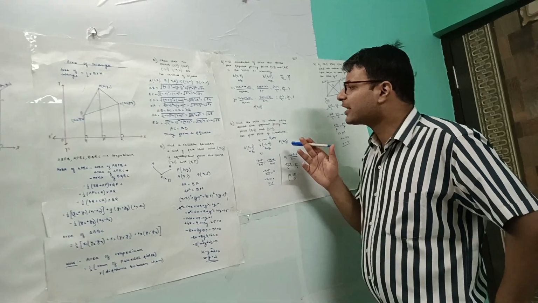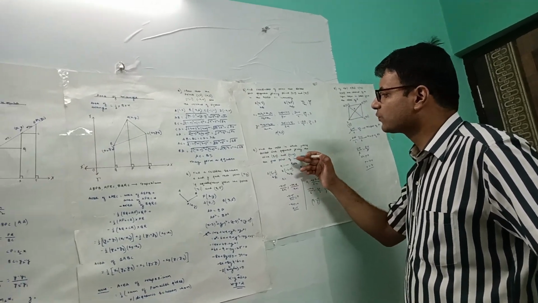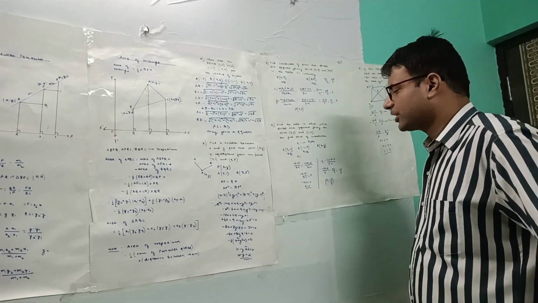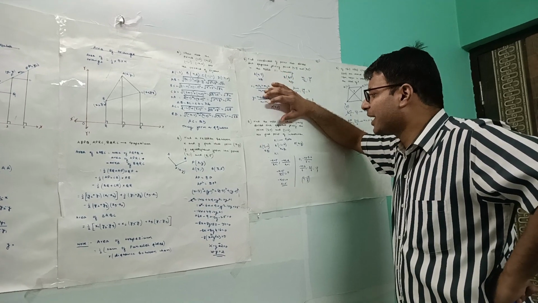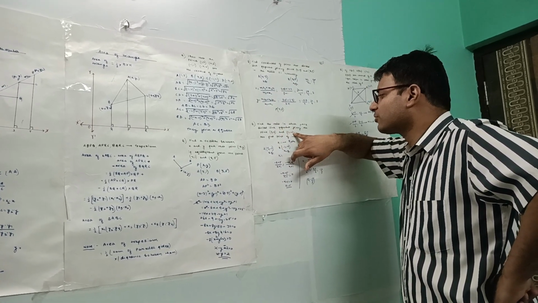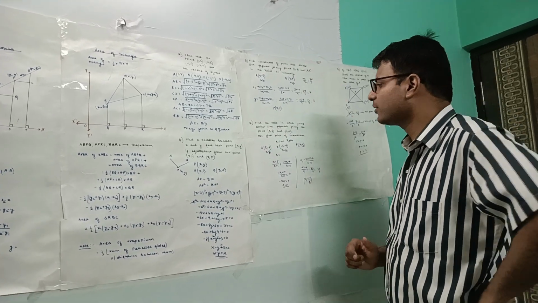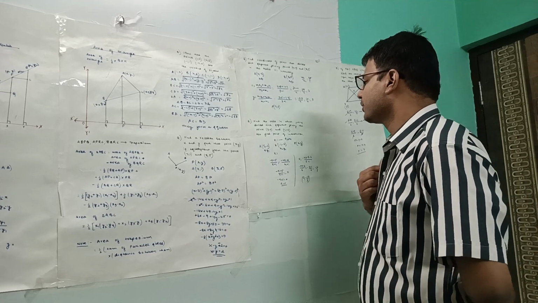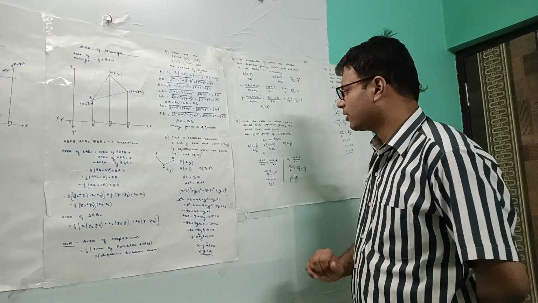Now find the ratio in which the y-axis divides the line segment joining the points (5, -6) and (-1, -4). Also find the point of intersection. See, the question states that we have to find the ratio in which the y-axis is dividing the line segment joining (5, -6) and (-1, -4). So what we will do? See, let the ratio be k:1. Okay. Let the ratio be k is to 1.